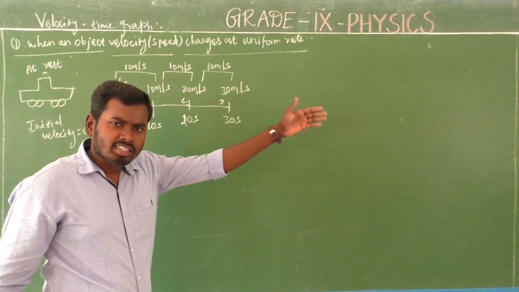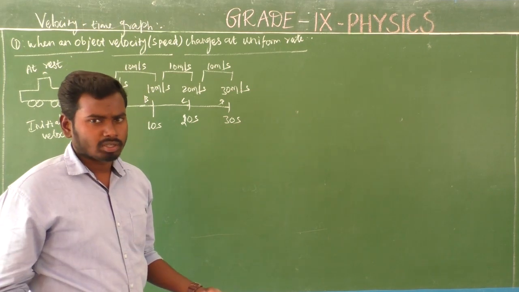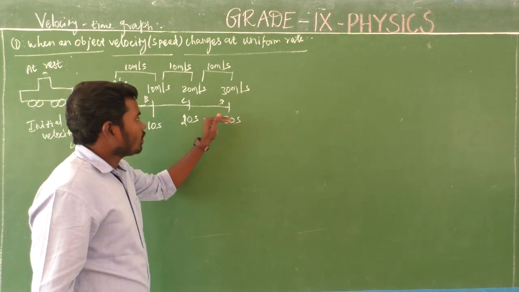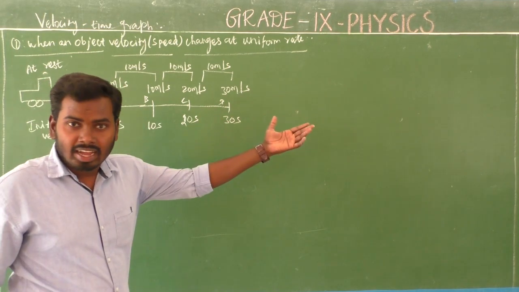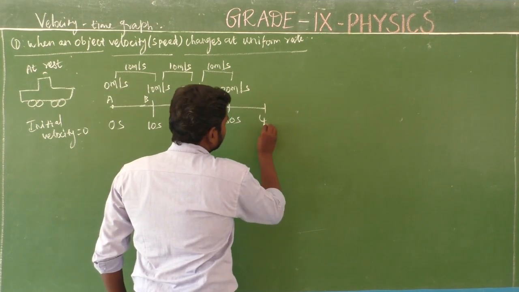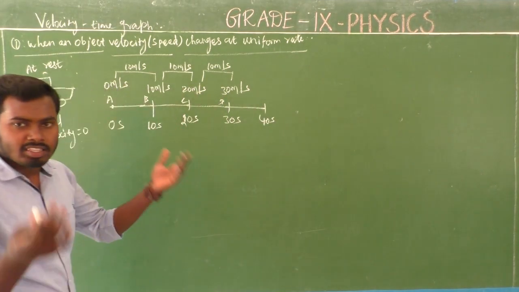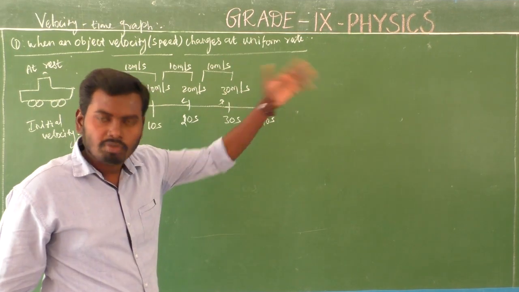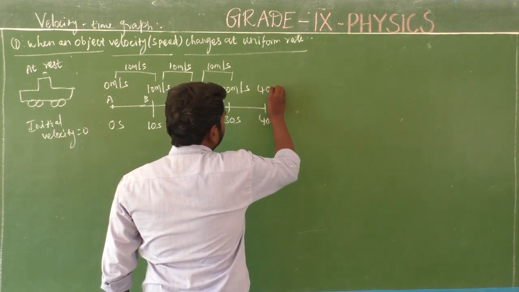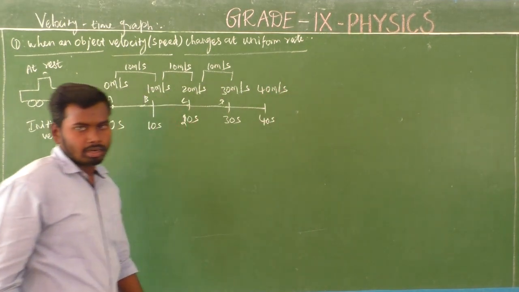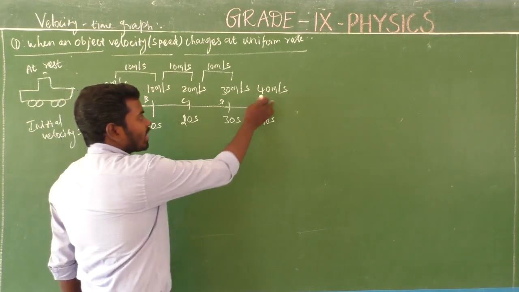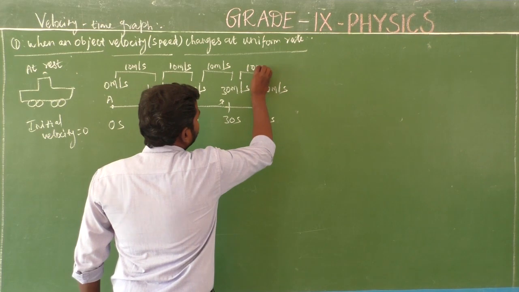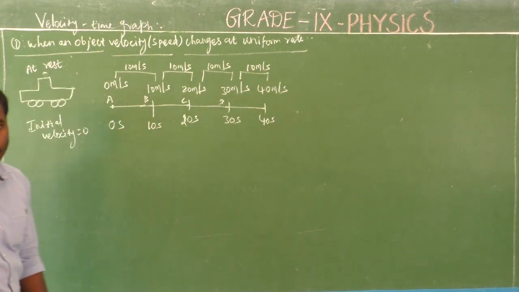In the next 10 seconds, I already thought very clearly about that. You just remember that. From point D, in the next 10 seconds, which means 40 seconds, the velocity of the car changes from 30 meters per second to 40 meters per second. How much? 40 meters per second. Here there is a change in velocity. 40 minus 30 is equal to 10 meters per second. Is it clear?